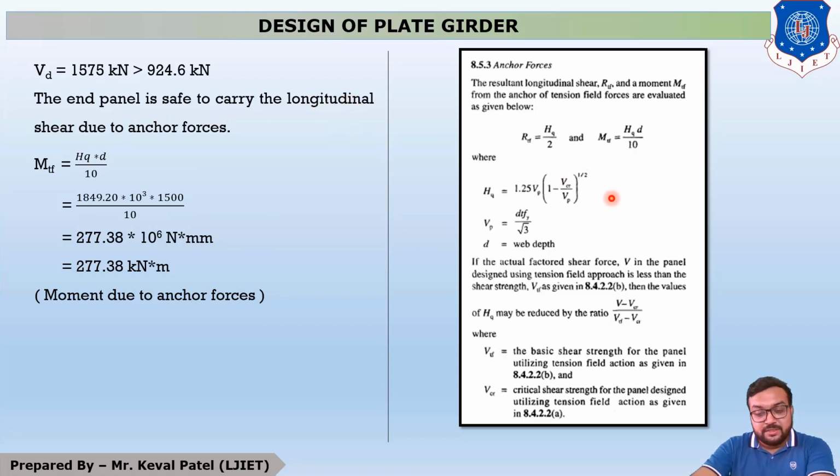Okay, now similarly MTF, it means the moment resisted by the intermediate stiffener, and the equation is very simple. HQ is already found in this equation. D is 1500 divided by 10. So we will get our answer of 277.38 kilonewton into meter. It means this moment is taken by our intermediate stiffeners. Okay, so this is the advantage of why we have to provide stiffeners at some distance.